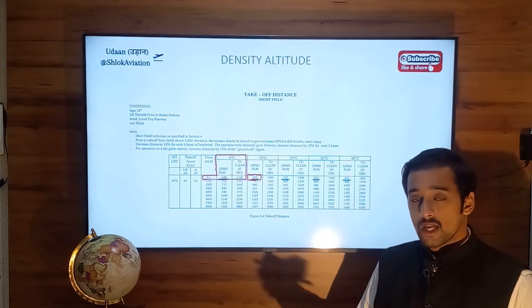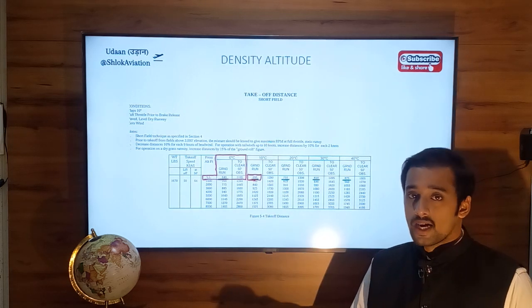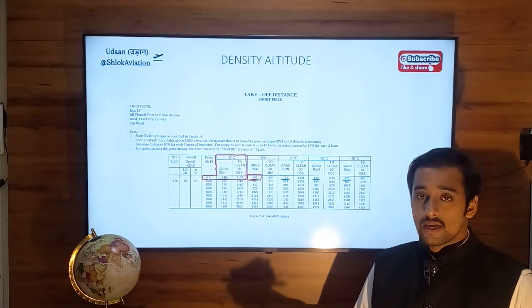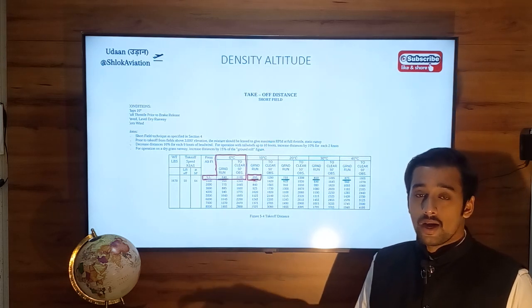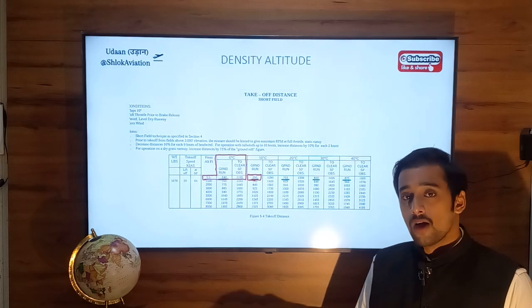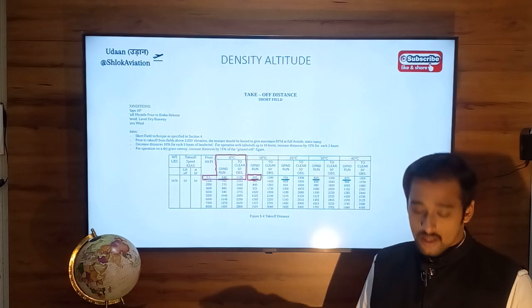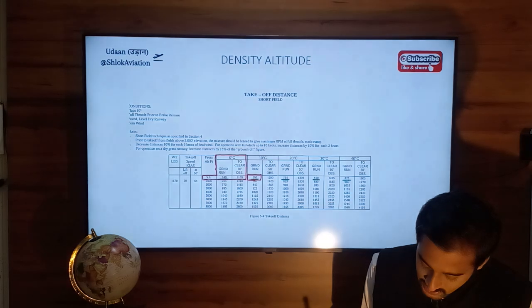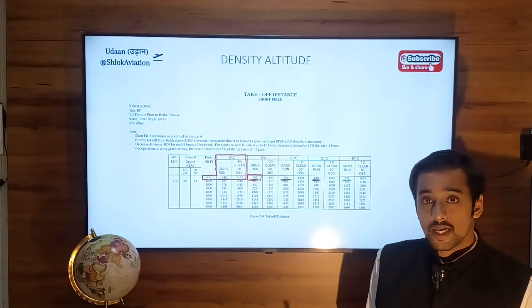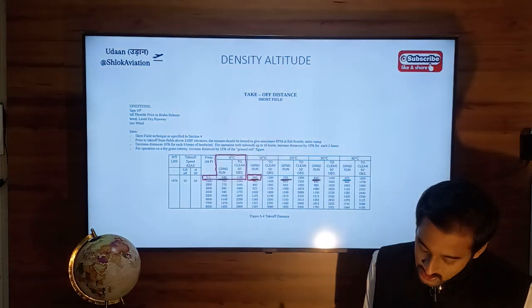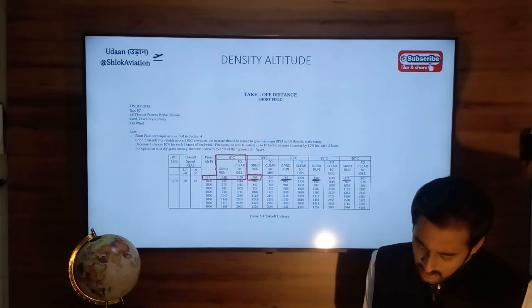So what happens is, as temperature gets warmer and warmer, air density goes on decreasing. Decreasing air density means thinner and thinner air entering your aircraft engines, and therefore the power generated is less and less. The same goes with 20 degrees Celsius, 755, after that 30 degrees Celsius, 810, and 40 degrees Celsius, 875.